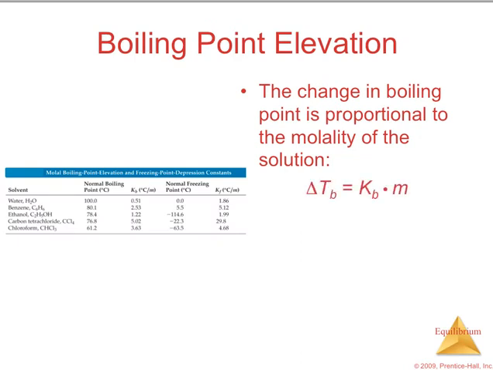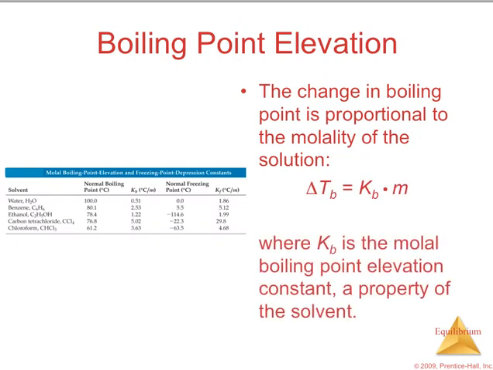Okay. Can we calculate what the change in boiling point would be? Yes. Remember, this is a delta, so the change in the boiling point is going to be equal to K times the molality of the solution. K is the molal boiling point elevation constant, and that is a property of the solvent. So you need to have a table, something like this, in order to apply this equation. Remember, molality is the moles of solute per kilogram of solvent.